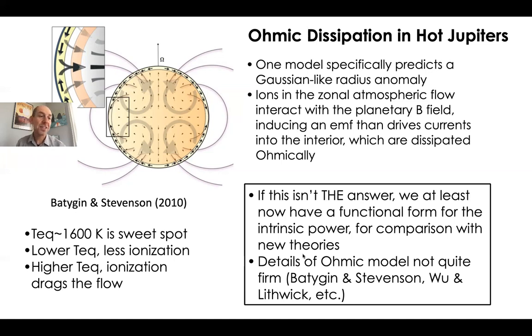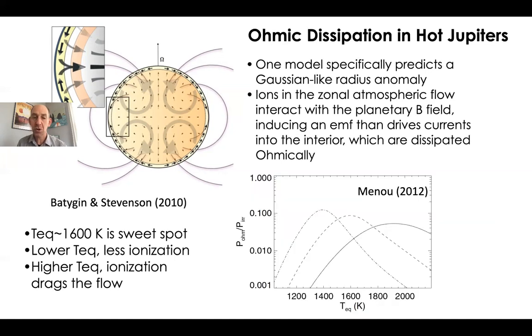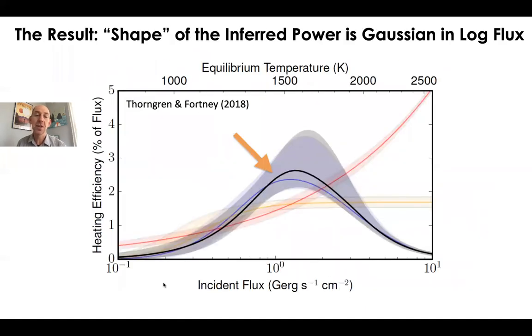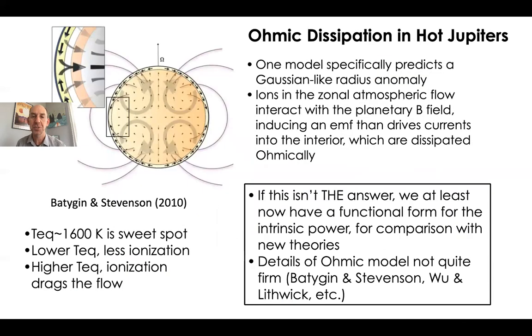And there's a wide range of papers on the physics of ohmic dissipation. There's not yet agreement on how powerful ohmic dissipation might be, but this sort of curve is now telling us what the intrinsic additional power has to do as a function of planetary temperature. That it's weaker at cooler temperatures and it's weaker at higher temperatures, suggesting that there's some sort of drag on the atmospheric flow at the highest temperatures.